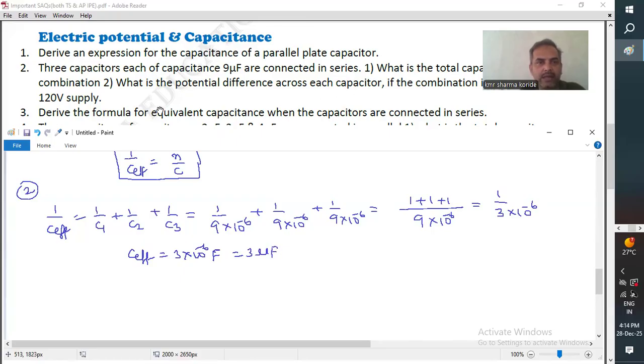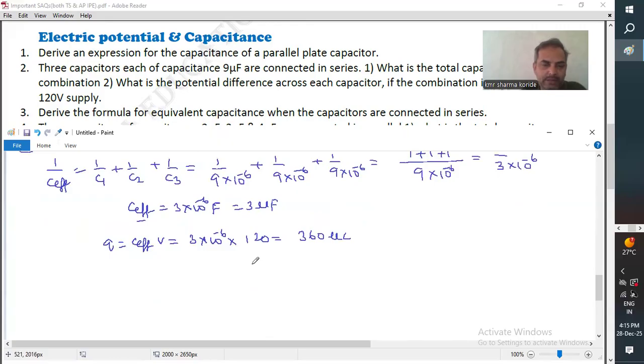There is another part in the question, the potential difference across each capacitor. Since this is capacitance, we need to find the total charge. Total charge is C effective into V. C effective is 3 into 10 to the power of minus 6, into the total potential of the combination, which is 120. So this is 360 microcoulomb, because the charge unit is coulomb. Now we need to find out the potential of each, because in series combination the potential is different. But of course, for this question you will get the same answer.